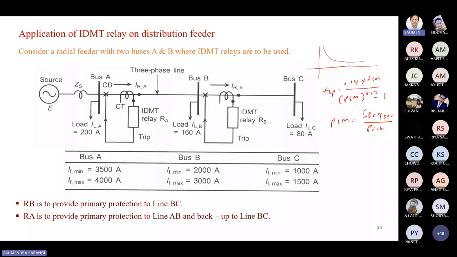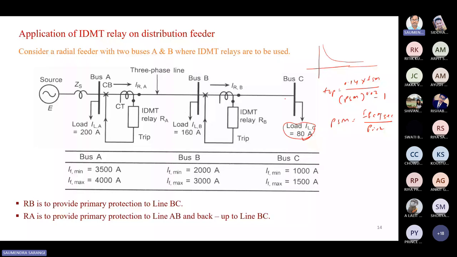Now, what you require for the setting of this relay is two things. One is the load current and the second is the minimum fault current. The load current given is 80 ampere. When we talk about this 80 ampere load current, you observe here that the current is flowing through this IDMT relay CT.